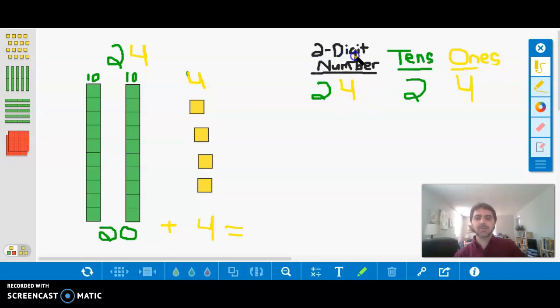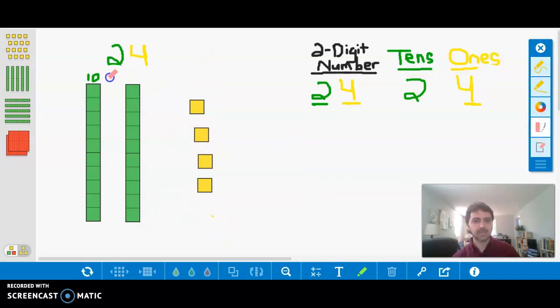We have our two-digit number, which is 24. We have 2 tens. Yep, there's our 2 right there. And we have 4 ones, and there's our 4 right there. So far that rule is working. Awesome. So let's try another one and see if it works again.